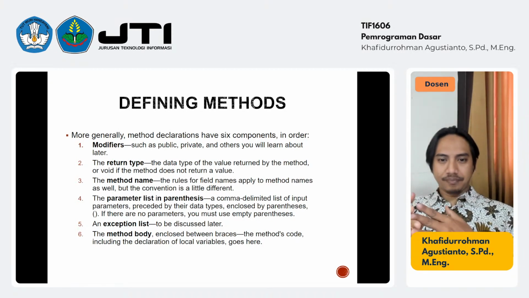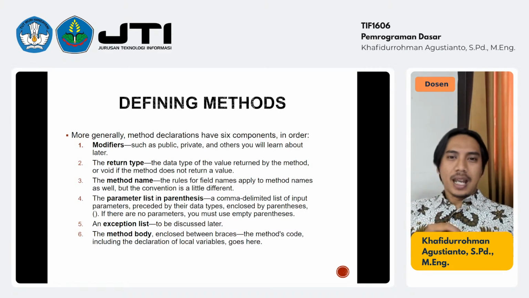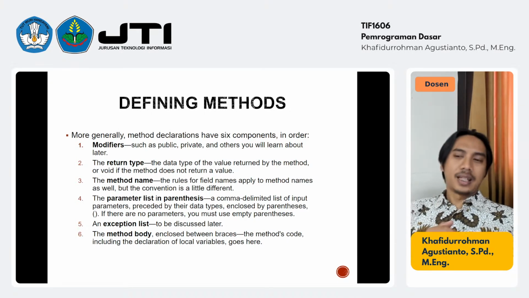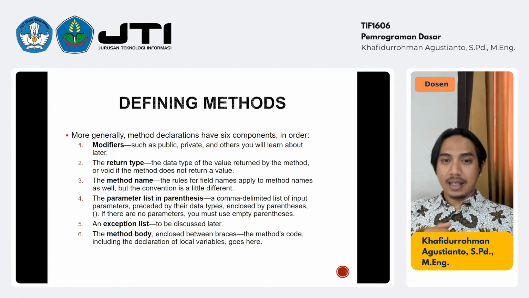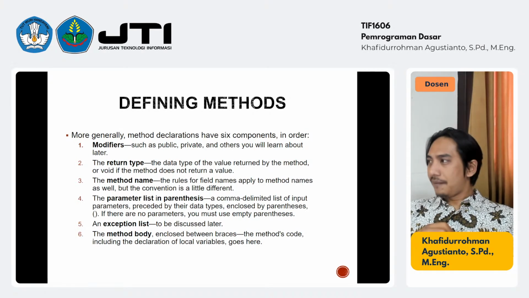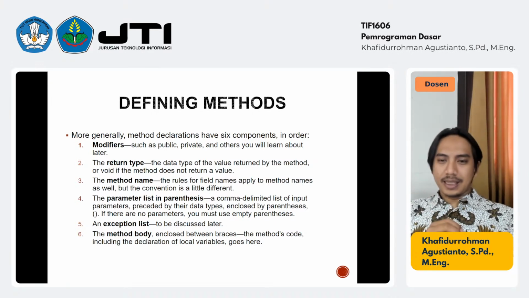Methods are split into two types, functions and procedures. And to tell the differences between them, we use the return value. If some method has a return value, we call it a function, and if some method does not have a return value, we call it a procedure. Then the third is the method name.